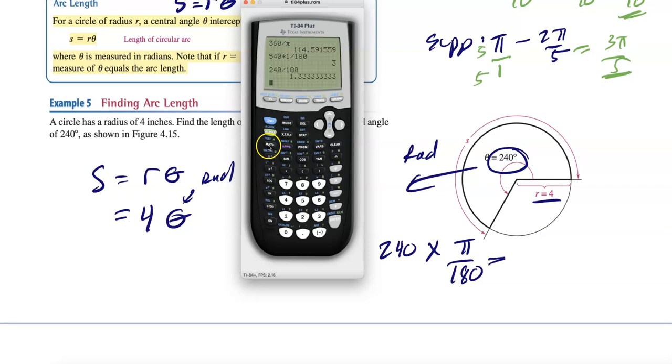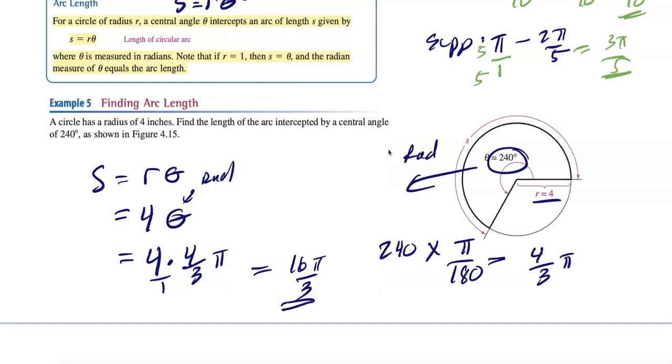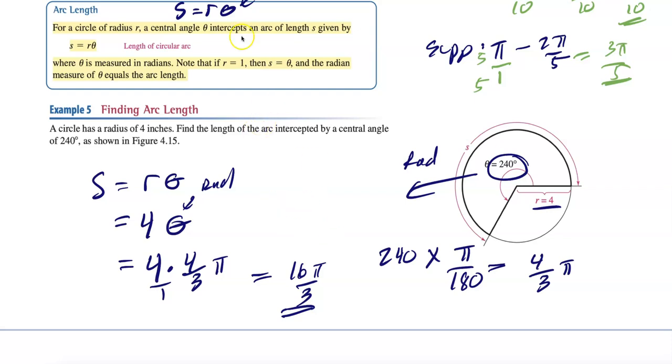What if you want to make the calculator do that? You go math, fraction, and it'll turn into a fraction for you. So 4 over 3 pi. I'll put that in: 4 times 4 over 3 pi. That's over 1. So I get 16 pi over 3. I always cover my work. And that's how you find arc length. Just keep in mind the angle has to be in radians. But that's the lesson.